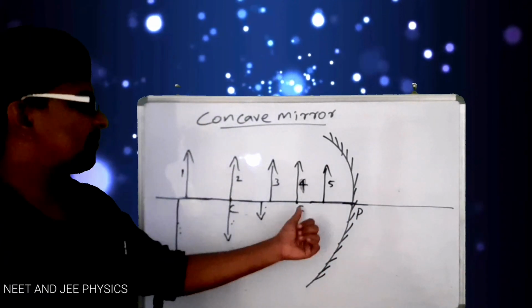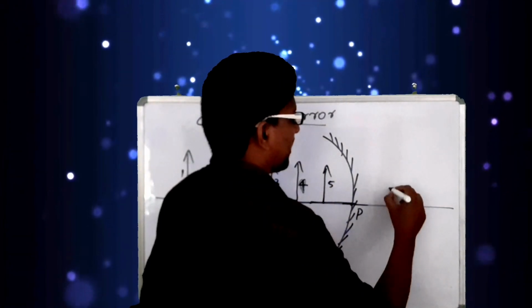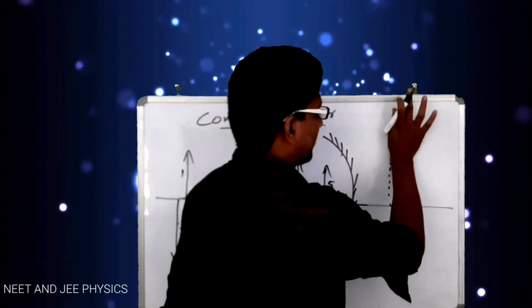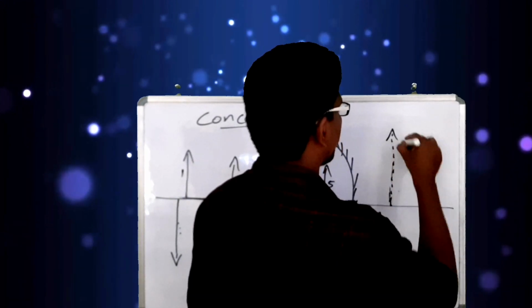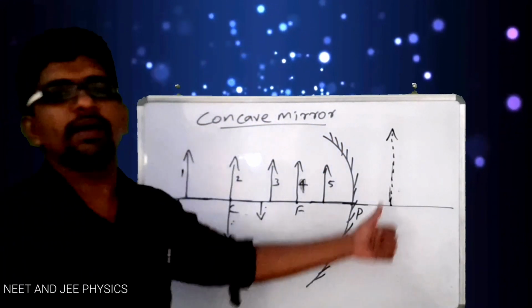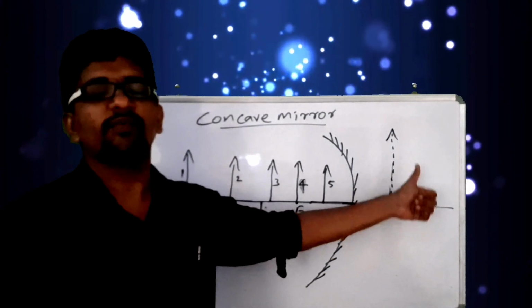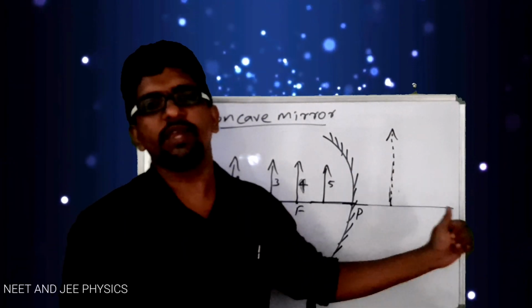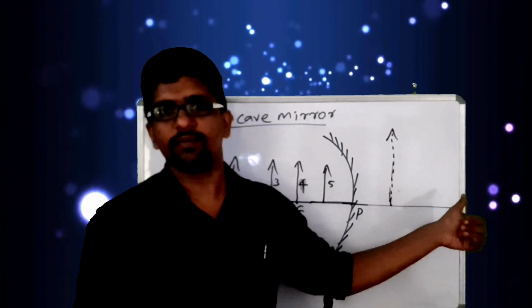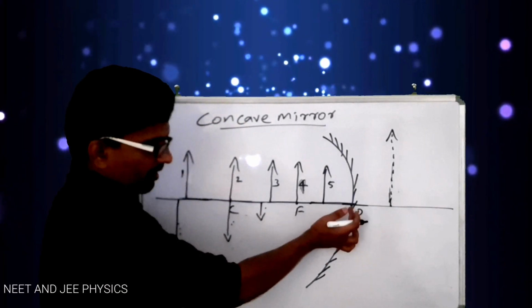Okay, if we place the object between F and P, we will get an erect and virtual image behind the mirror. This image is a magnified image. Its magnification value is greater than 1 and positive. Positive indicating that's an erect image. Okay? So listen.